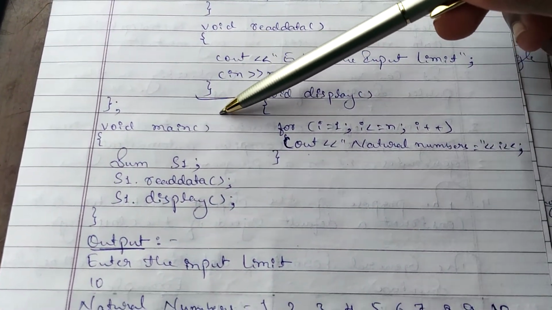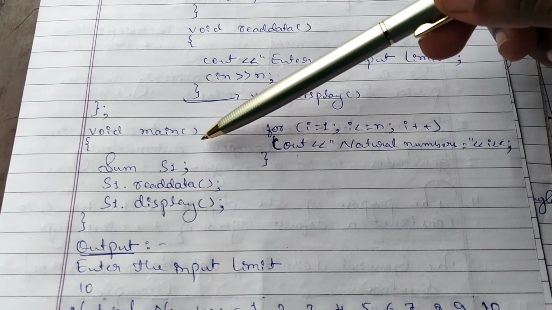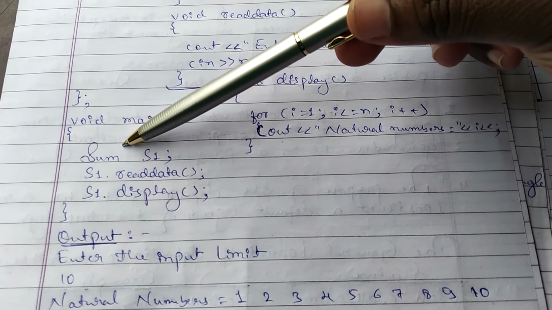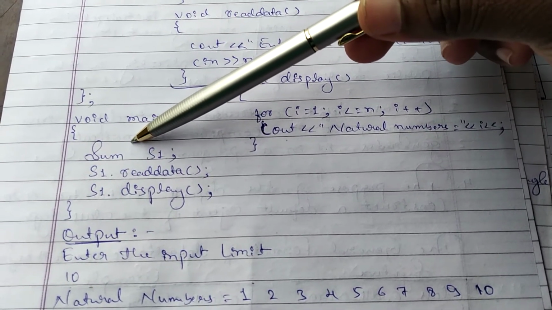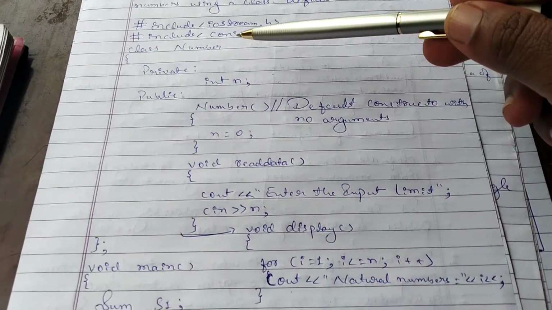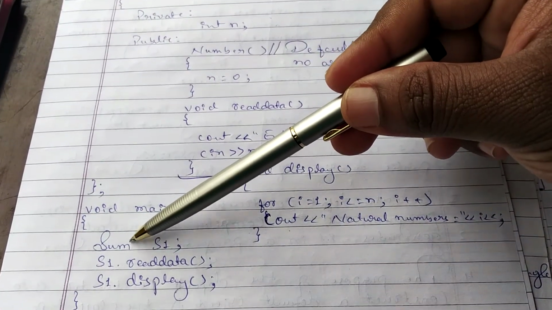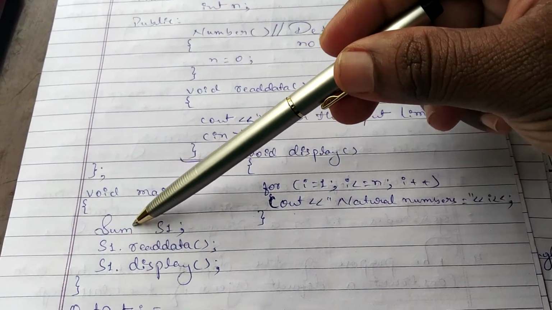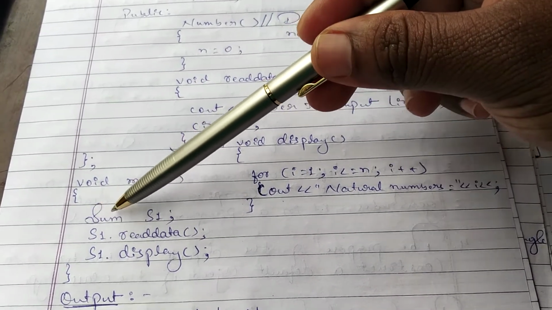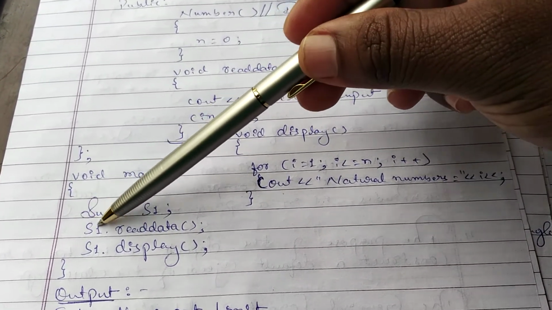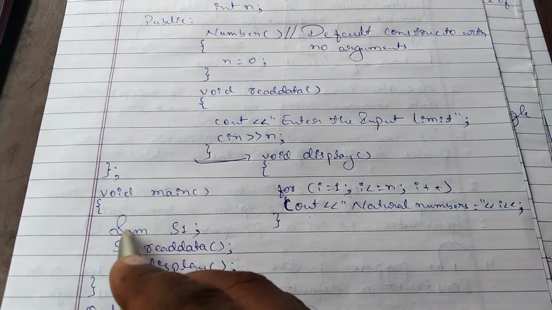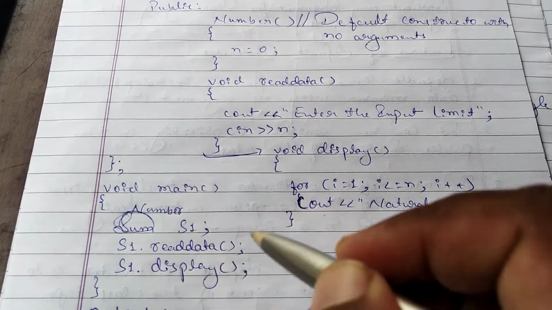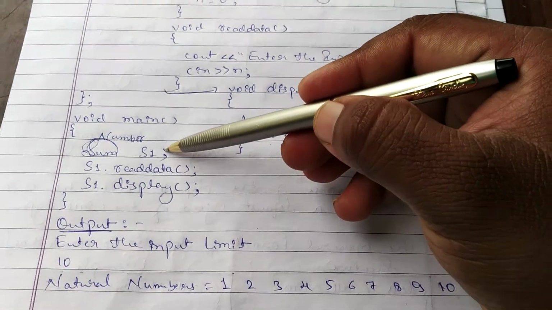Return type void main is the main program execution. Here, instead of sum we have to write number, right? That is a little bit of confusion here. Number s1. Created an object.